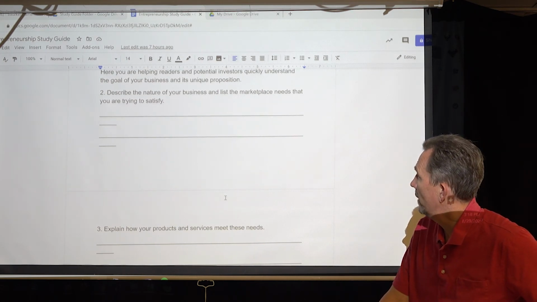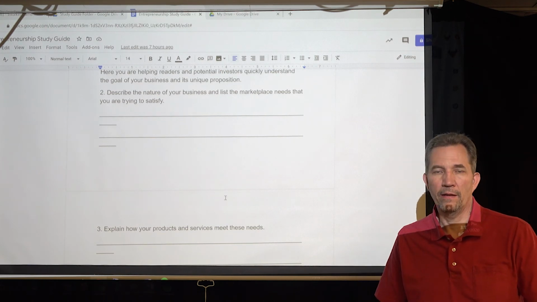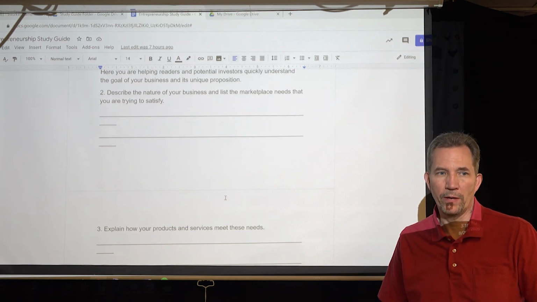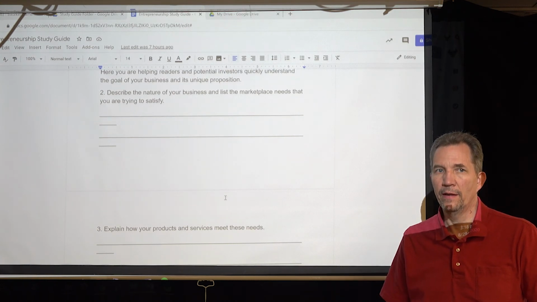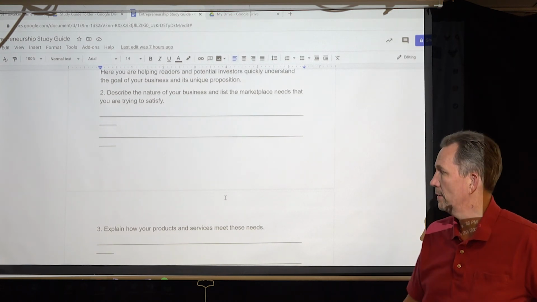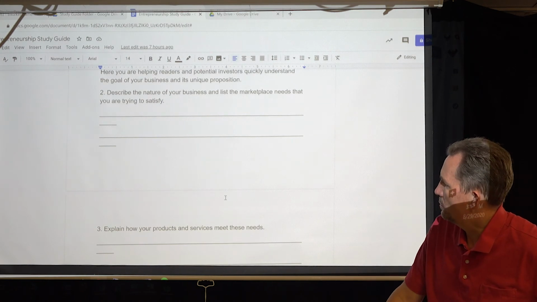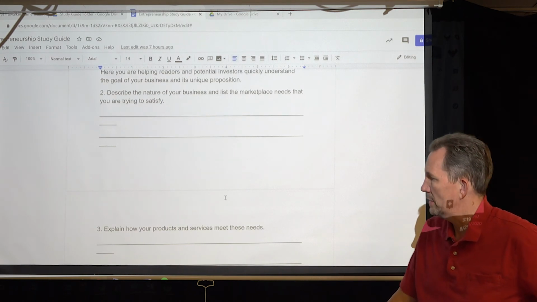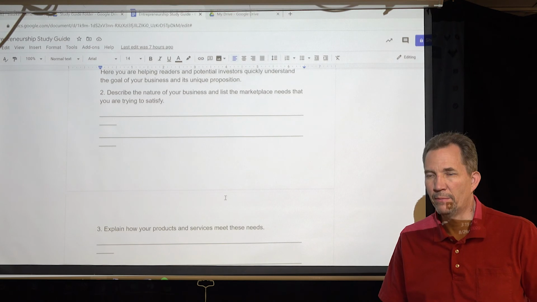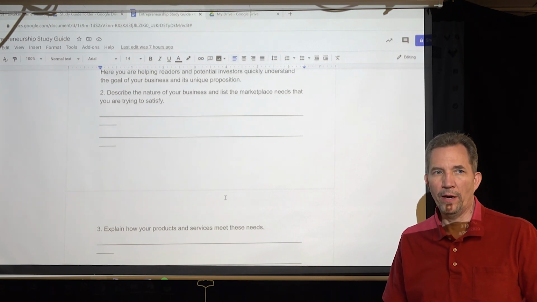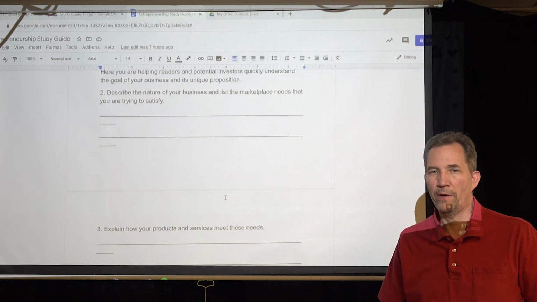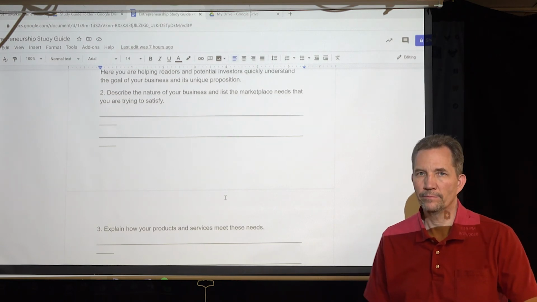And then you list that marketplace need, and immediately the people that read your business plan say, I get it, I see what you're trying to do, and let's see if there really is a need. Number 3 says, explain how your products and services meet these needs. Same thing. I just want you to fill all these sections out. And by the way, your first draft won't be your final draft. I think you realize that.